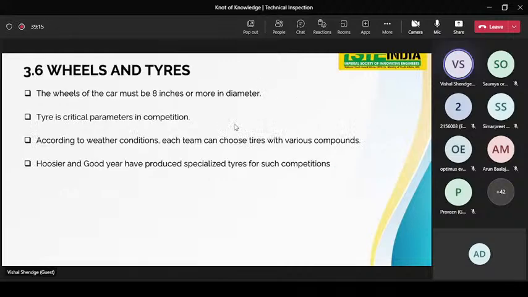Wheels and tires. As per the rule book, the wheels of the car must be 8 inches or more in diameter. Tires are critical parameters in competition. According to weather conditions, each team can choose tires with various compounds, that is dry tire or wet tire. Hoosier and Goodyear have produced specialized tires for such competitions.